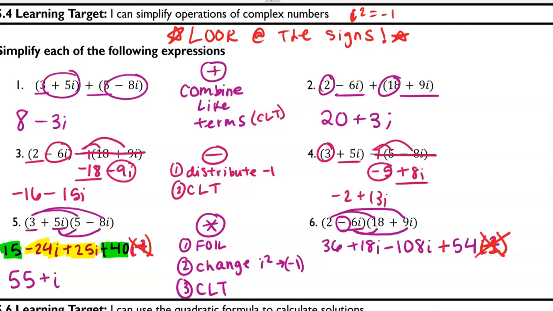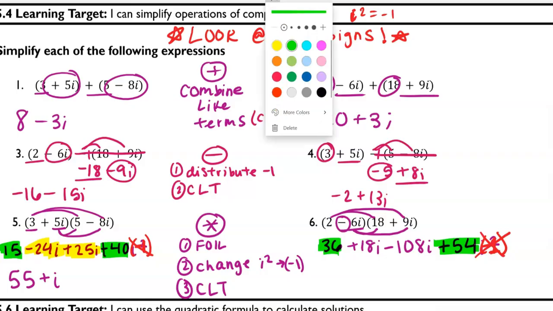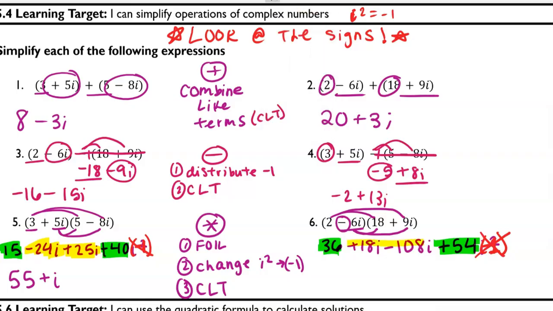So now we can combine like terms. We can combine the 36 plus 54 and the 18i minus 108i. That's going to give us a final answer of 90 minus 90i.